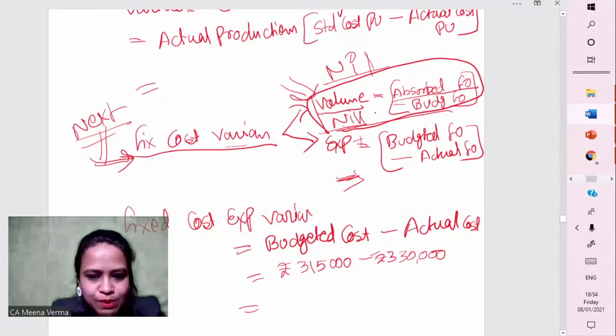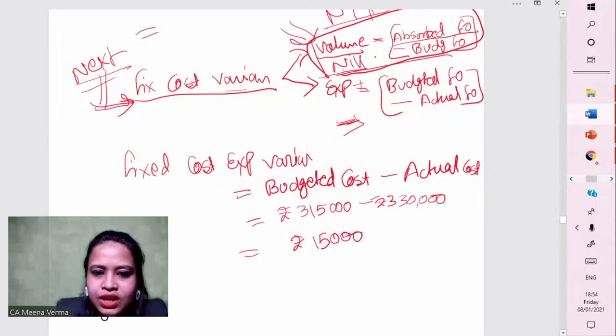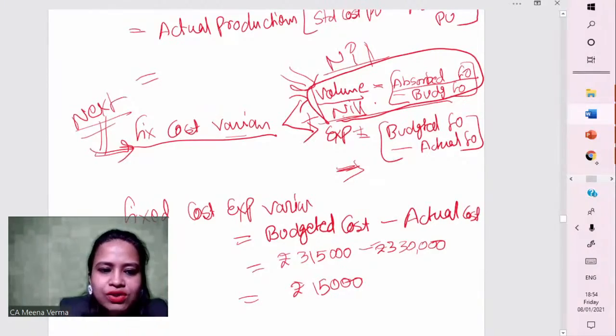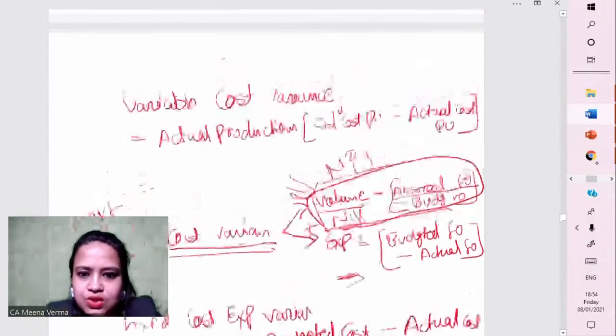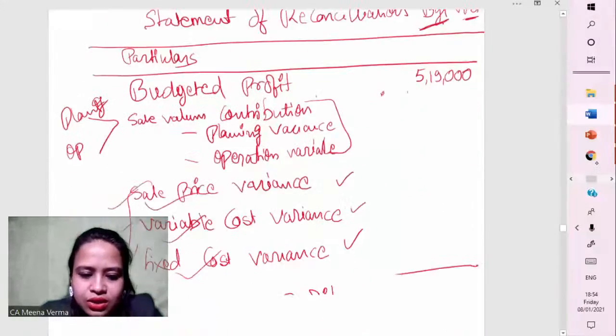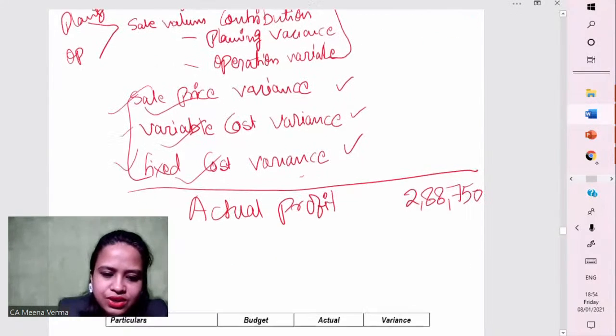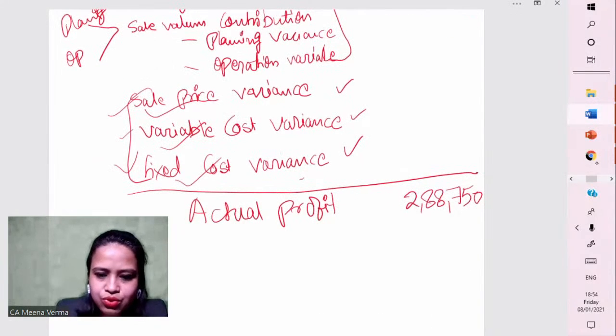So in this question, since this value is nil, we will consider the fixed cost expenditure variance, which is this difference of rupees 15,000. If we add these two values, we will get the fixed cost variance. So this way you can calculate the fixed cost variance, the variable cost variance and the sale price variance. Give me the value if you can calculate.